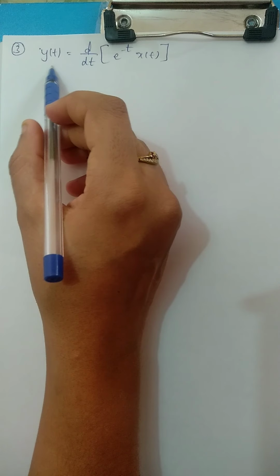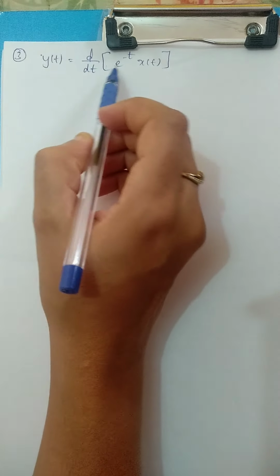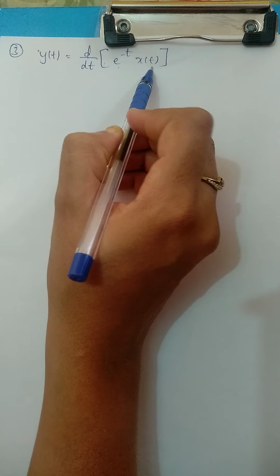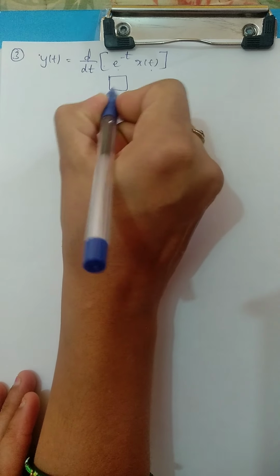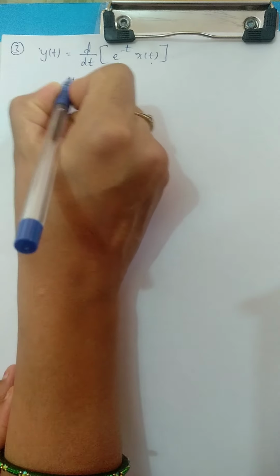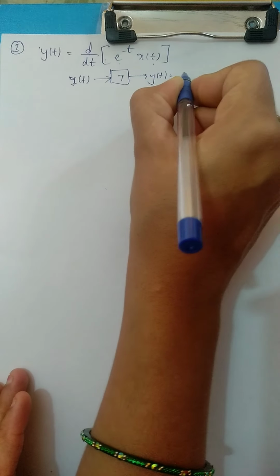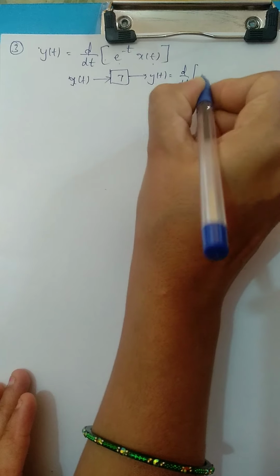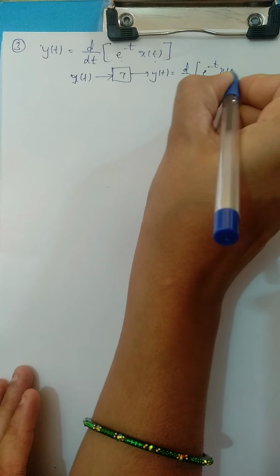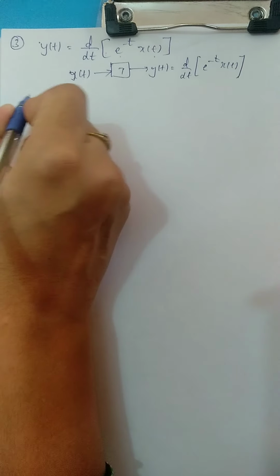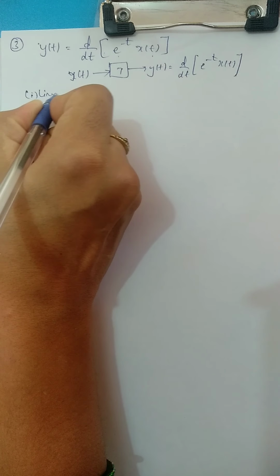Third problem is y(t) = d/dt of e^(-t) x(t). Here also we can write the system T. This is x(t) giving input and getting output y(t) as d/dt of e^(-t) times x(t). Here first we need to check the linearity property.